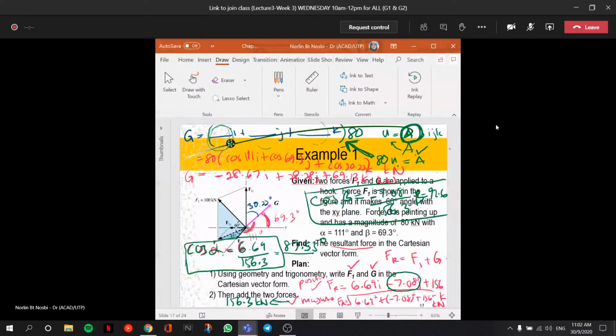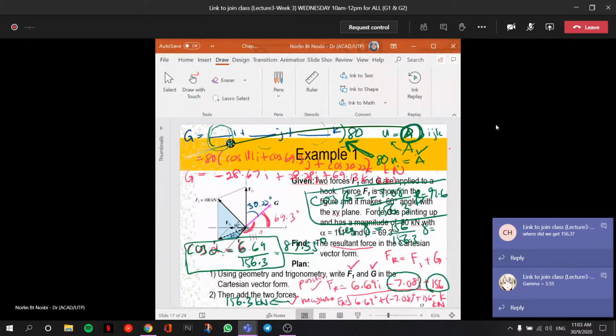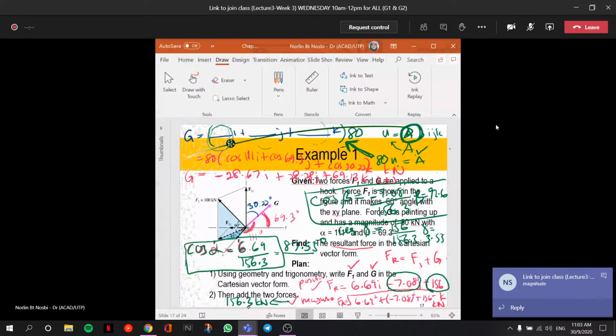Then you need to find gamma. So cos gamma equals the value of the resultant force, 156, over the magnitude, 156.3. So you get the gamma value: 156 over 156.3, shift cos, 3.55. Okay, where did I get 156.3? It is the magnitude of the resultant force. Is it clear, Xia Cheng Hui?